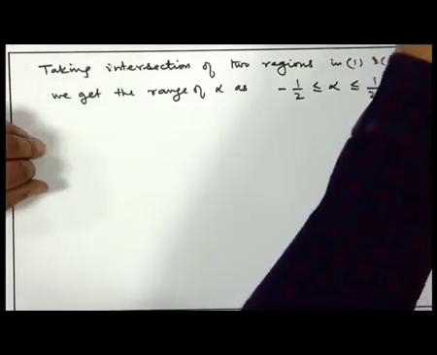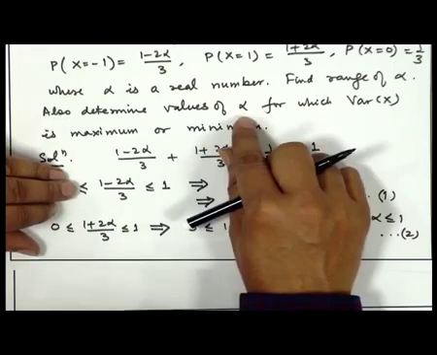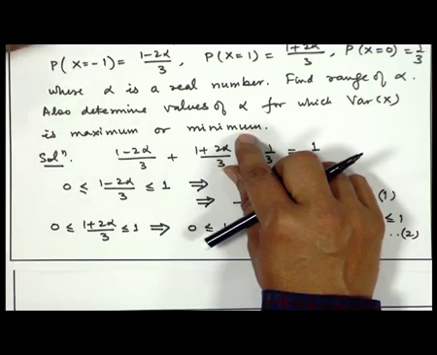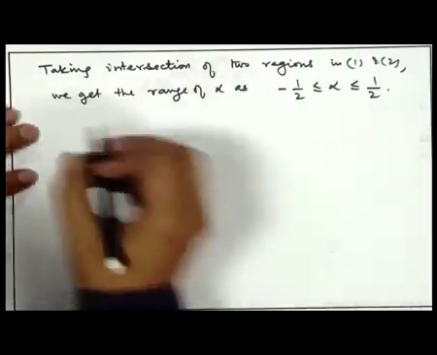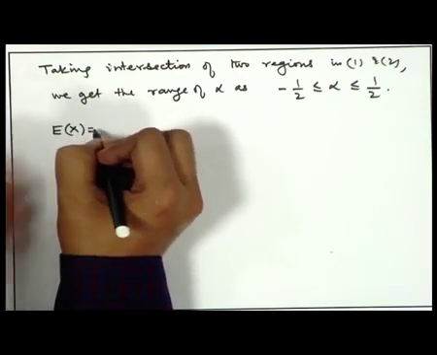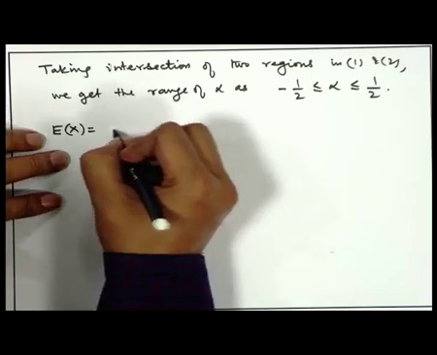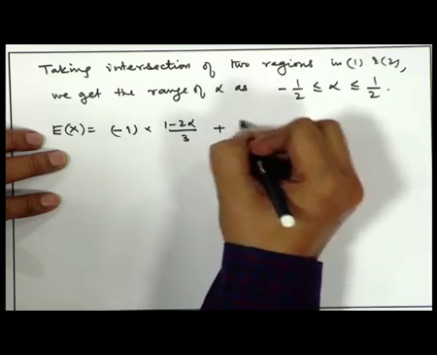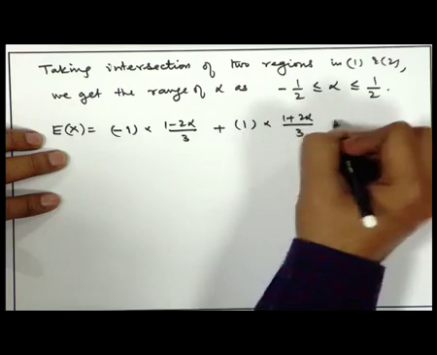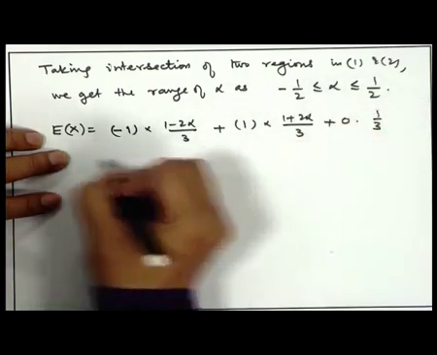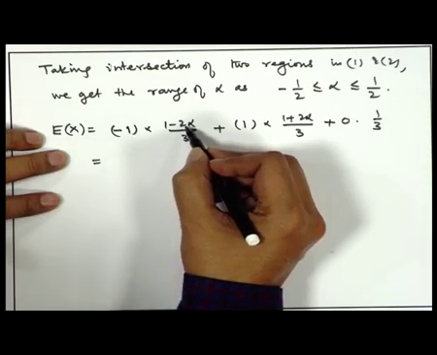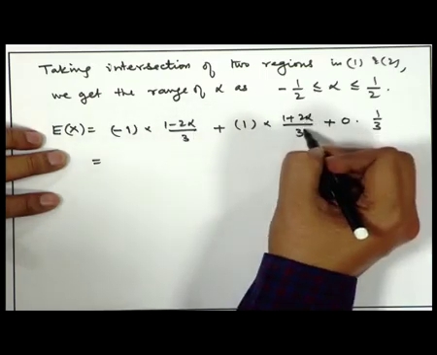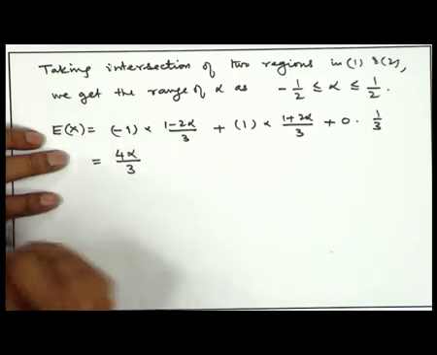Now, the second part of the problem is that we want to determine the values of alpha for which the variance of x is maximum or minimum. So, we calculate the variance. First of all, what is the expectation of x? So, expectation of x is minus 1 into 1 minus 2 alpha by 3 plus 1 into 1 plus 2 alpha by 3 plus 0 into 1 by 3. Here you can see, minus 1 by 3 plus 1 by 3 cancels out. Here we get 2 alpha by 3 and here also you get 2 alpha by 3. So, it becomes 4 alpha by 3.